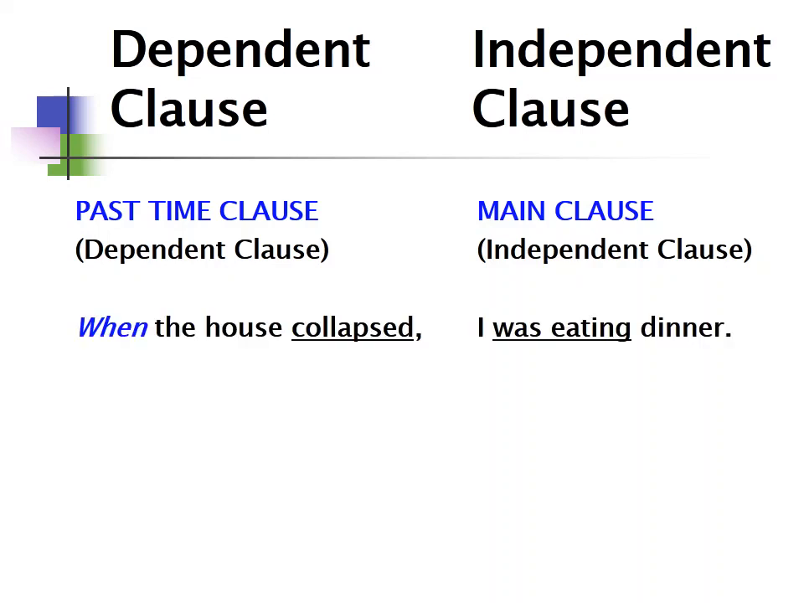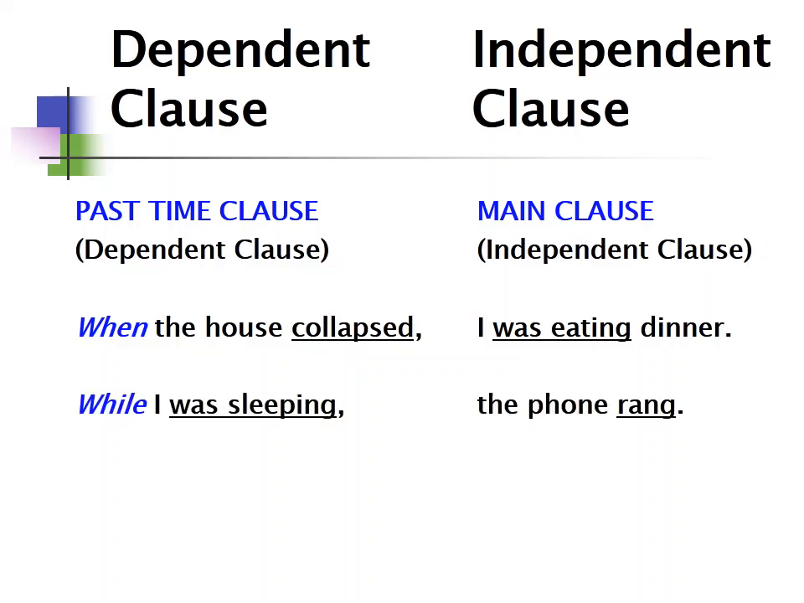So when the house collapsed is a dependent clause. It's the time clause in the past. And the main clause is I was eating dinner. When the house collapsed, I was eating dinner. If you're going to begin your sentence with your past time clause, you must use a comma. While I was sleeping, comma, the phone rang. As I was sleeping, comma, the phone rang. While and as go with the past continuous, and when is followed by the simple past.